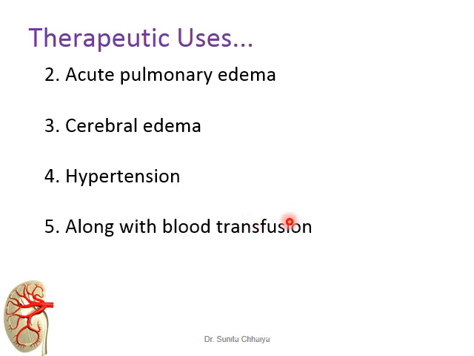Along with blood transfusion: in case of severe anemia, it is necessary to go for a blood transfusion. And if a blood transfusion is done, there is a chance of volume overload. To prevent that volume overload, furosemide is added. And for the treatment of hypercalcemia, whenever there is an excessive calcium level, to eliminate more calcium ions from the body, high ceiling diuretics are preferred. So these are all the therapeutic uses of high ceiling diuretics.